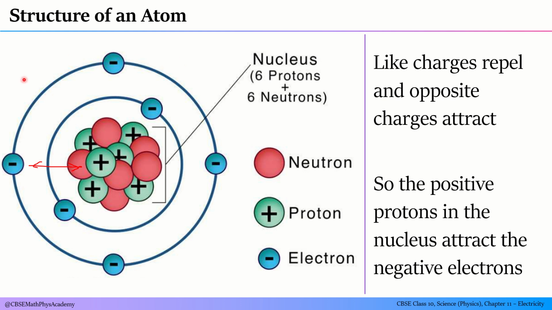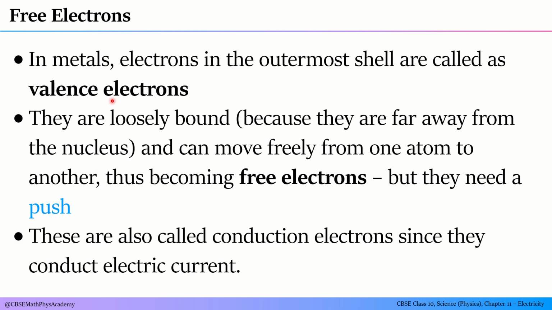But imagine there are 5 or 6 orbital circles. This proton will attract the first orbital circle with maximum strength. But for the electron in the 5th or the 6th circle, the proton will not be able to attract it with the same strength. It is weak. That is what it means that they are loosely bound. The outermost orbit electrons are loosely bound because they are far away from the nucleus, and they can move freely from one atom to another, thus becoming free electrons.